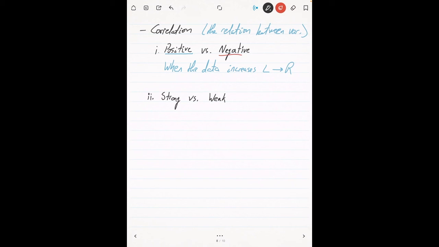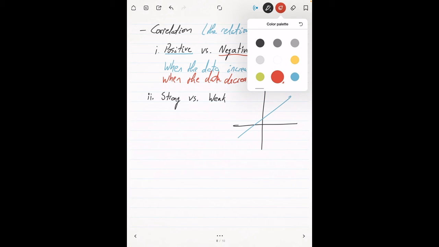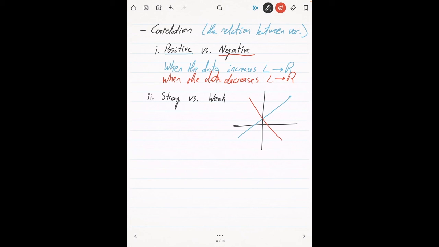A negative correlation is when the data decreases left to right. That's what a negative means. It's the same thing as slope, okay? When you talk about positive slope, you're referring to the graph increasing. When you talk about negative slope, you're referring to it decreasing. So that's just the idea of what positive and negative means.